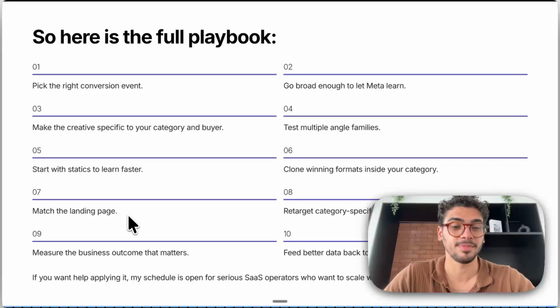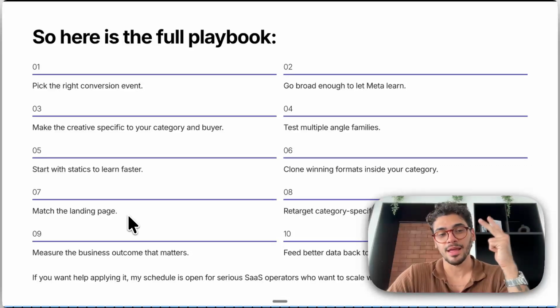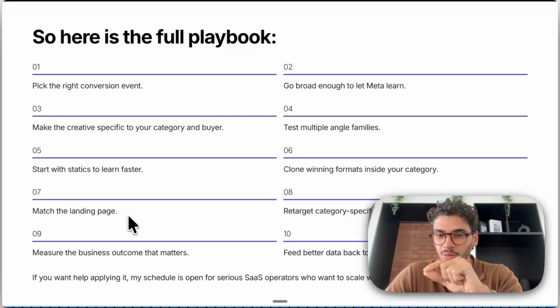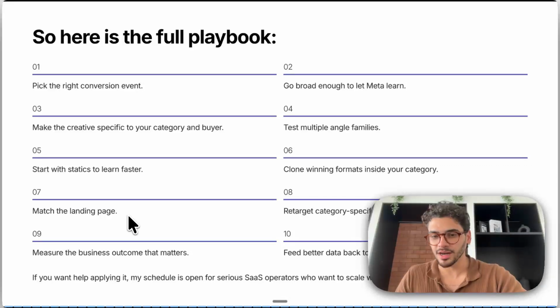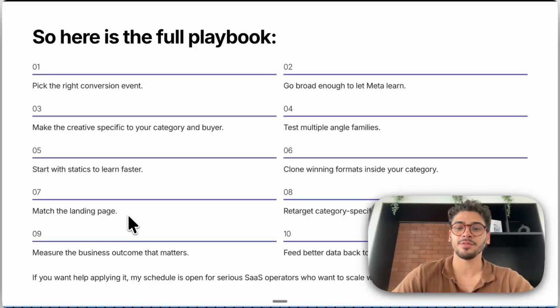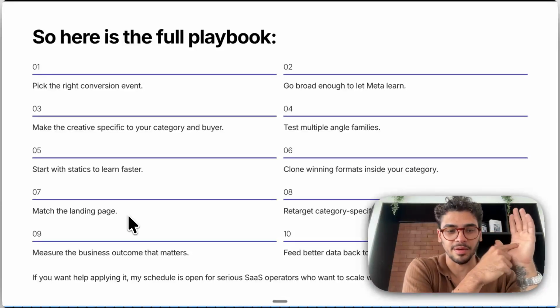So here's the full playbook. Pick the right conversion event, go broad enough to let Meta learn, make the creative specific to your category and your buyer, test multiple angle families, start with statics to learn faster, clone winning formats inside the category, match the landing page, retarget category-specific objections, measure the business outcome that matters, and feed better data back to Meta, right? Take your notebook again and create a checklist with it.